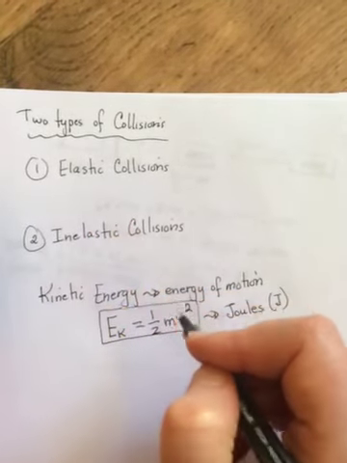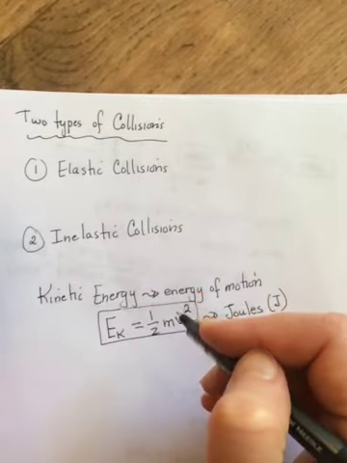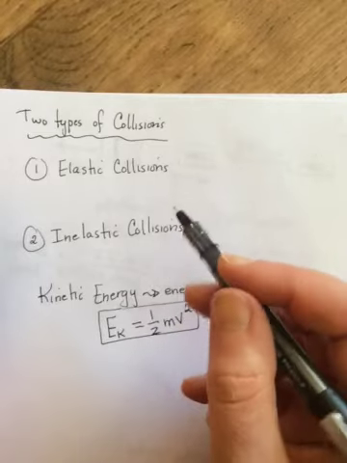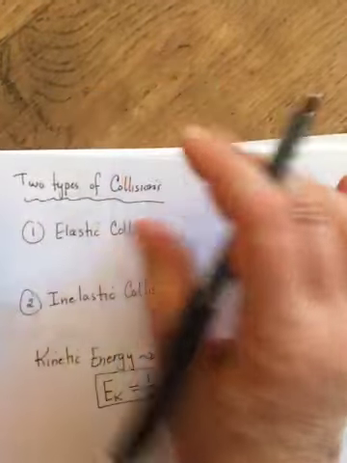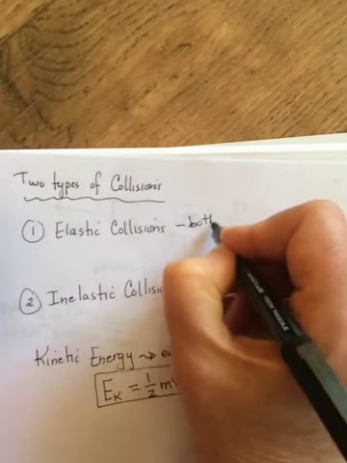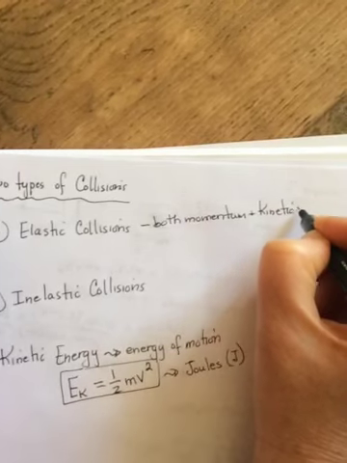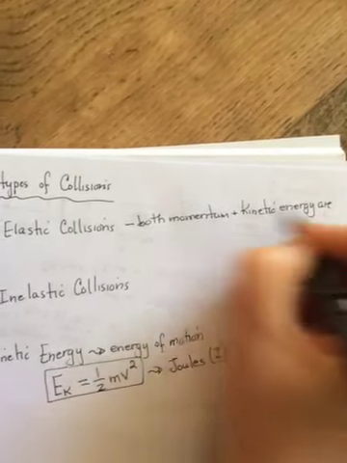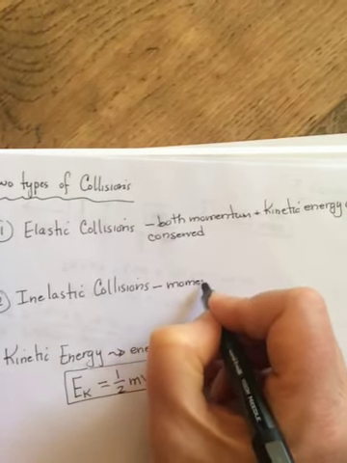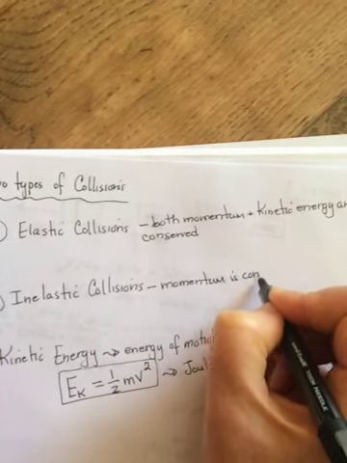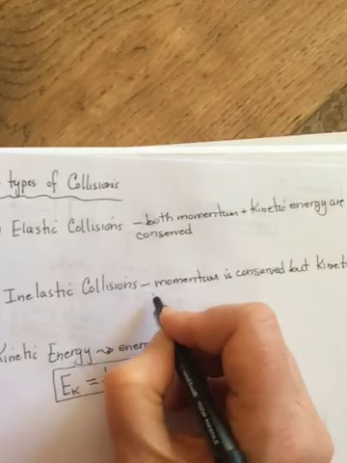And so when we talk about is a collision elastic or not, well, we know that momentum has to be conserved because momentum is conserved in every collision, whether it's elastic or inelastic. But the question is, is the kinetic energy conserved? If the kinetic energy is conserved along with the momentum, then the collision will be elastic. If it isn't, then the collision is inelastic. So elastic collisions, both momentum and kinetic energy are conserved. Okay? Whereas inelastic, momentum is conserved, but kinetic energy is not.